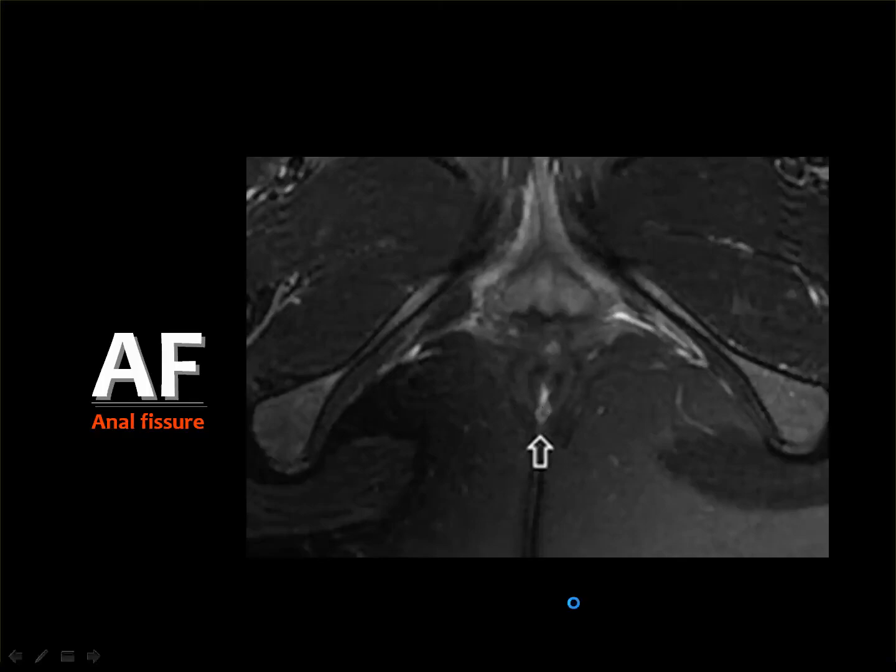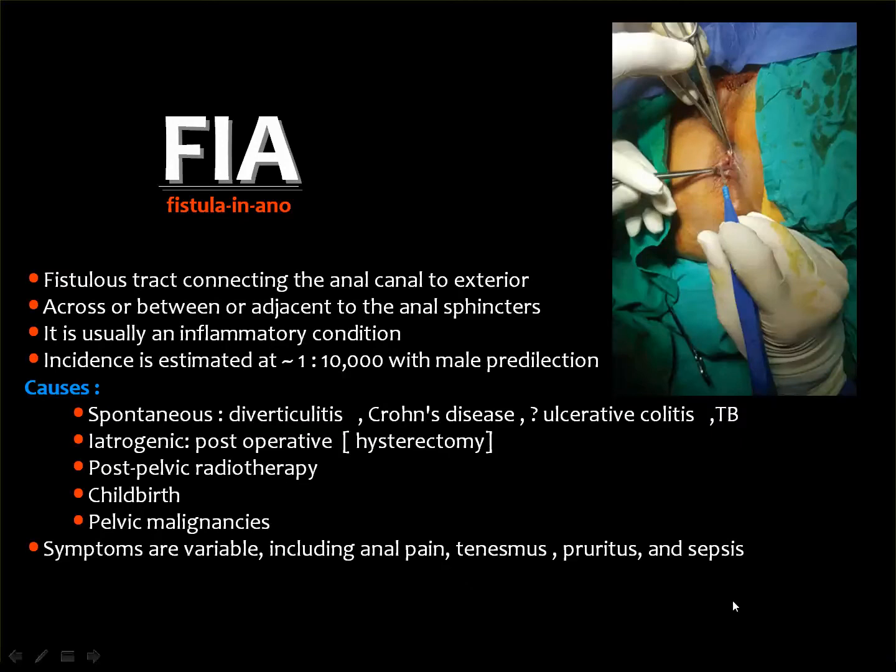the internal anal sphincter. Now we came to an important issue in this area, which is the anal fistula, or fistula in ano. Fistula means that there is an internal opening within the anal canal and an external opening at the skin in the perianal area. And this fistula tract may extend across, between, or adjacent to the anal sphincters. According to the position of the fistula, there are many classifications I will mention.